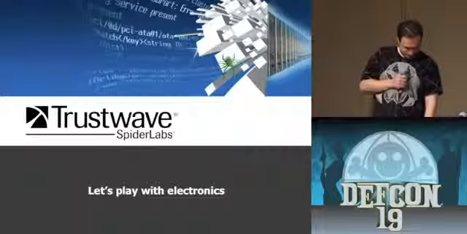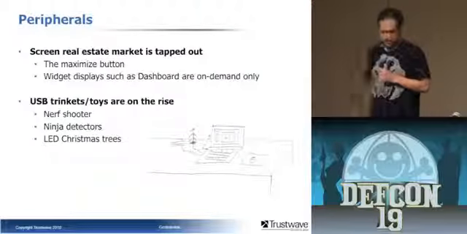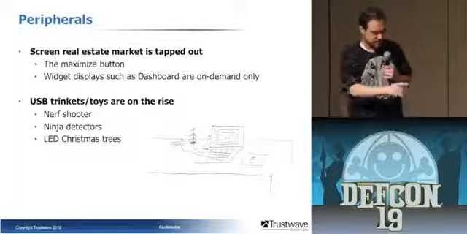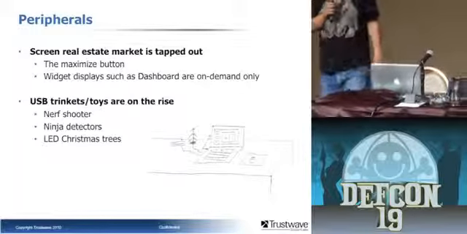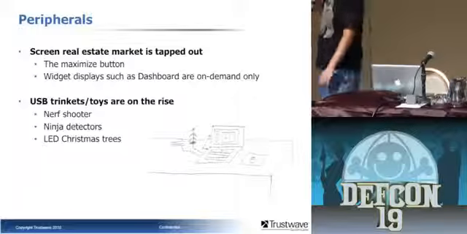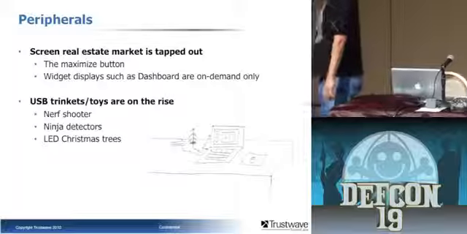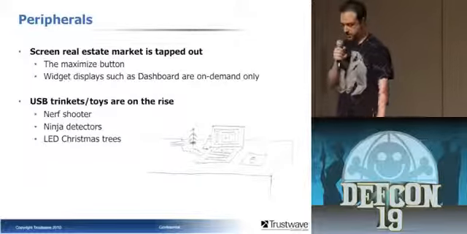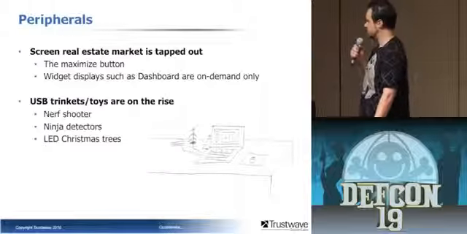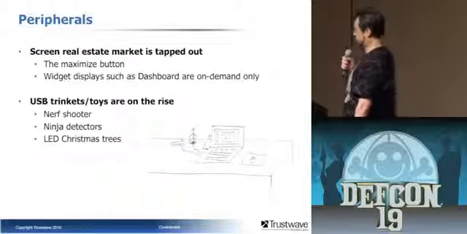All right. So this whole USB thing is going to light up here in a minute. I'll show you. The idea of these peripherals: if you have things like USB Nerf shooters, ninja detectors, and LED Christmas trees, this huge market that ThinkGeek makes a lot of money on, if you have all this stuff hanging around your desk, maybe that's the place to put this.